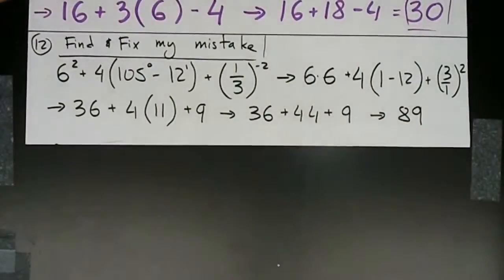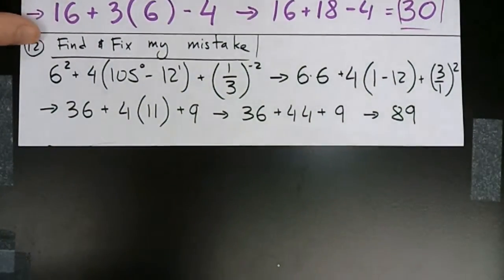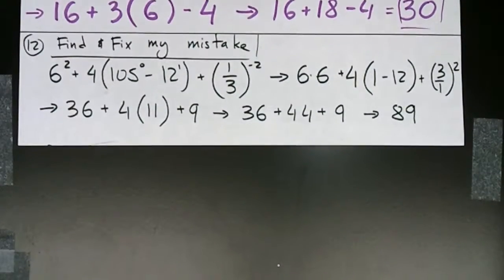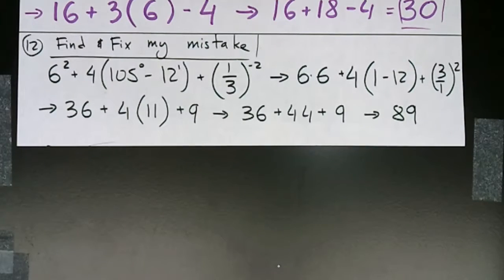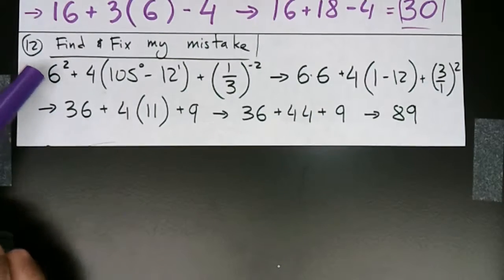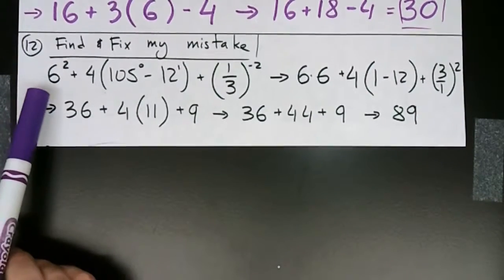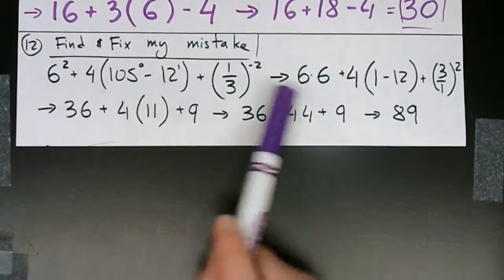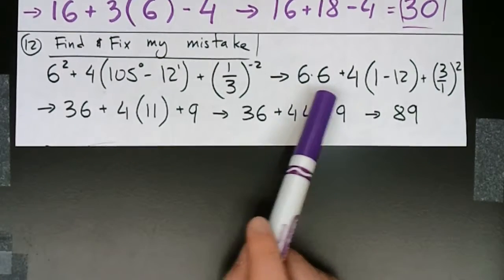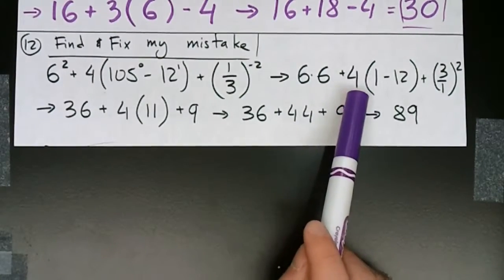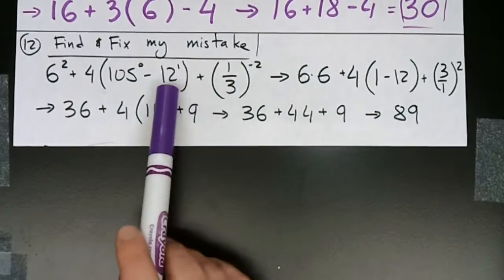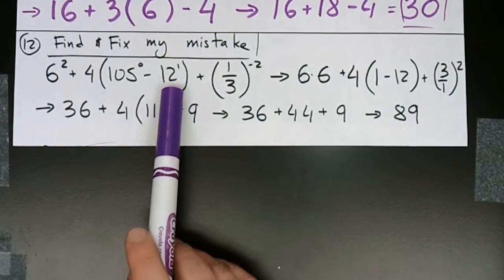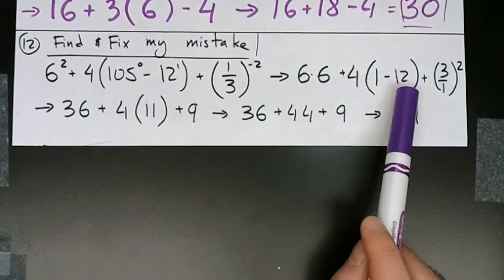Okay, last one. 12 it is. So number 12, you're simply supposed to find the mistake that I made. And let's follow through and see what was my mistake. 12 is similar to 11. So here I have 6 to the second power. That means go 6 times 6, that's right. 4 times the parenthesis. Inside the parenthesis you have 105 to the 0 power. Anything to the 0 power is 1. Minus 12 to the first power. Anything to the first power is the number itself.